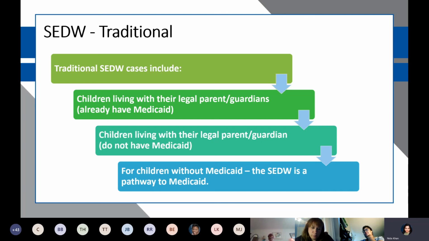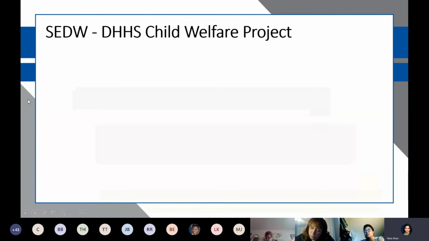And we are helping them in their homes all over Oakland County. So this is children living with legal parents or guardians who may already have Medicaid, or children living with legal parents or guardians who do not have Medicaid. So then SED waiver becomes a pathway for them to be enrolled in Medicaid.